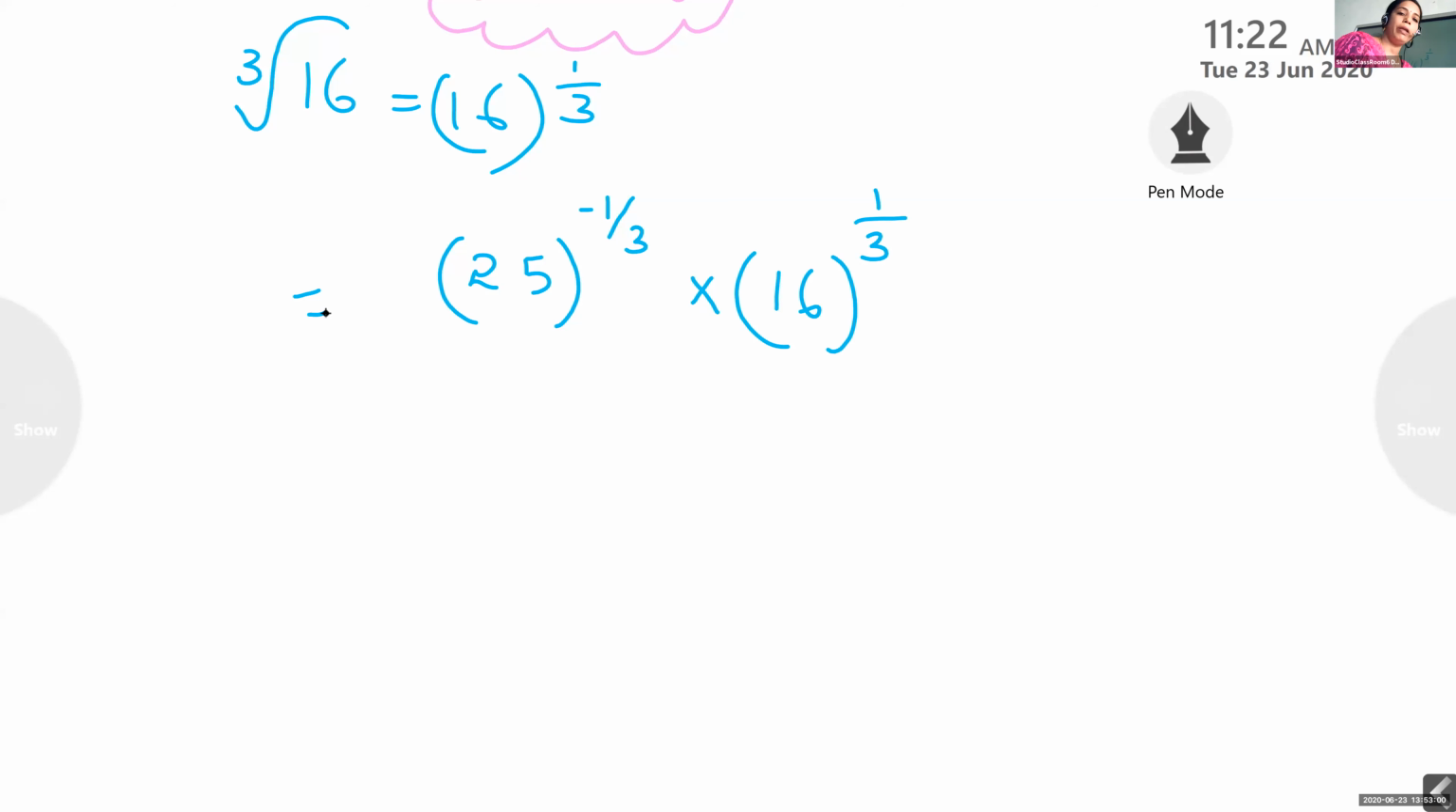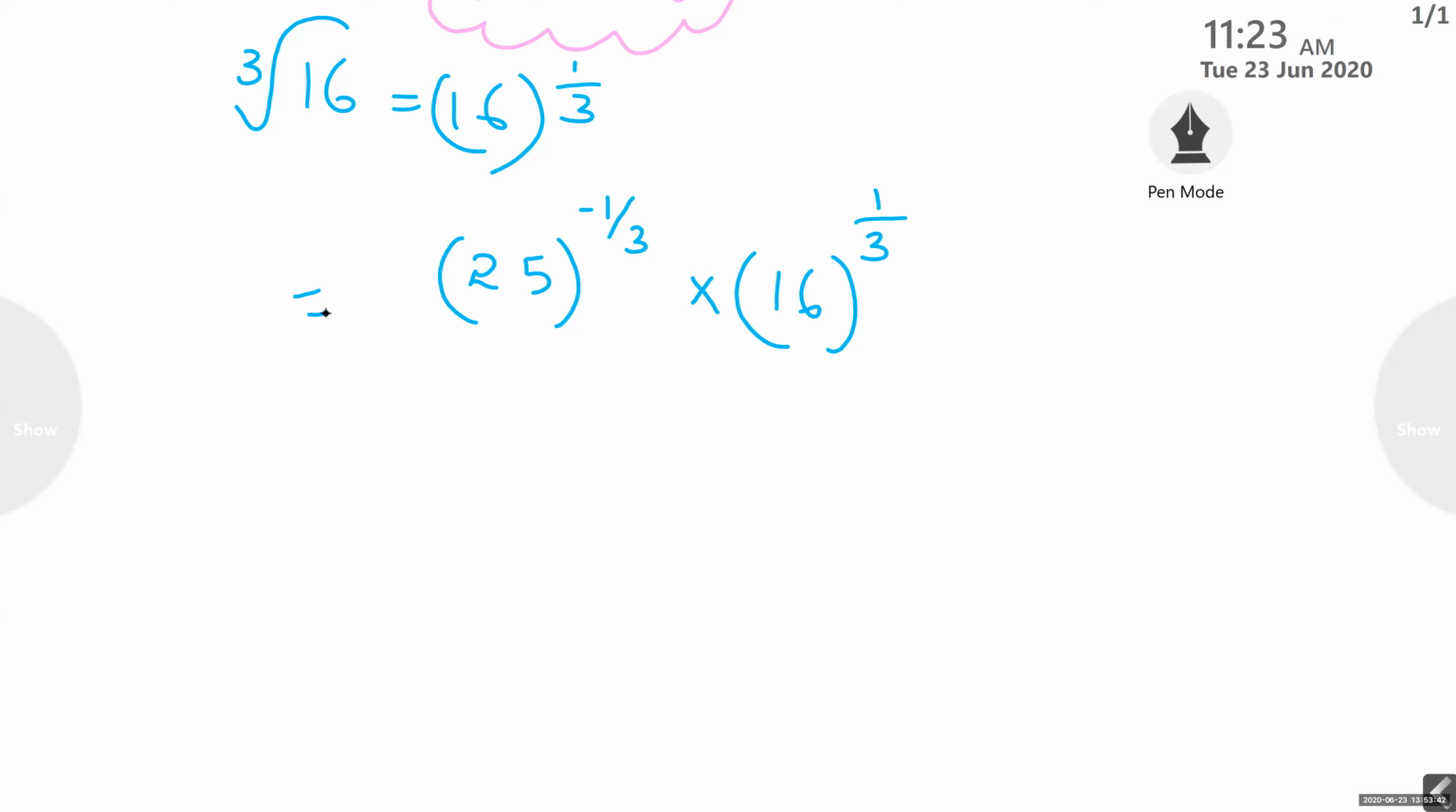Either you make the power same or you make the base same. You cannot make the base same because it is 25 and 16. There is no way to make 25 and 16 same. But you can make the power same. In order to use the law of exponent, you can make the power the same number. So it is negative 1 by 3. How can you make it positive 1 by 3? Is there any way to remove that negative sign from the exponent?